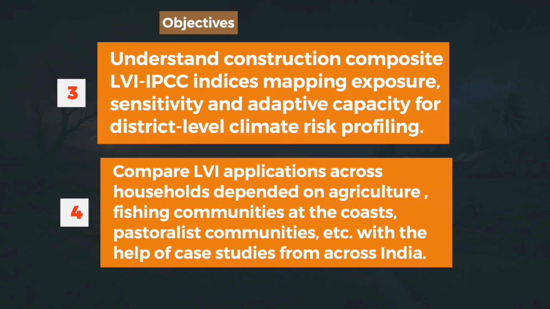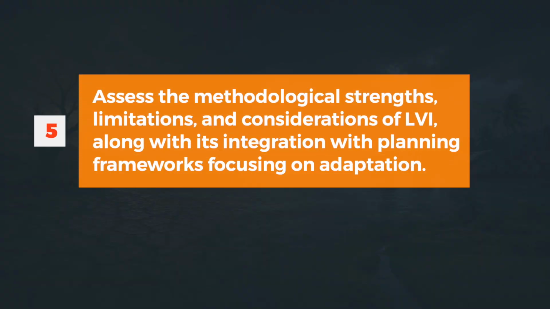And the fourth objective is to compare the livelihood vulnerability indices applications across households dependent on agriculture, fishing communities at the coast, pastoralist communities, etc., with the help of case studies all across India. And the fifth objective is to assess the methodological strengths, limitations and considerations of the livelihood vulnerability index along with its integration with planning frameworks focusing on adaptation. So students, let us start the discussion.